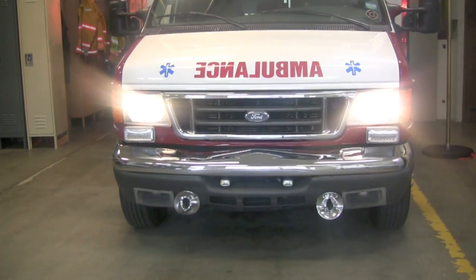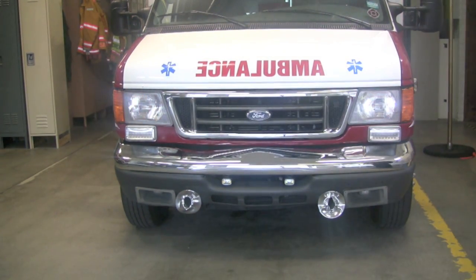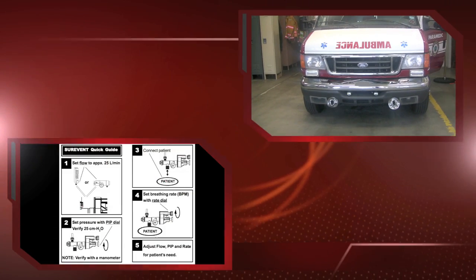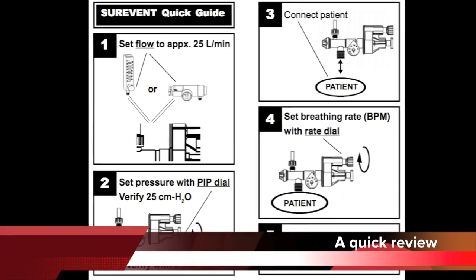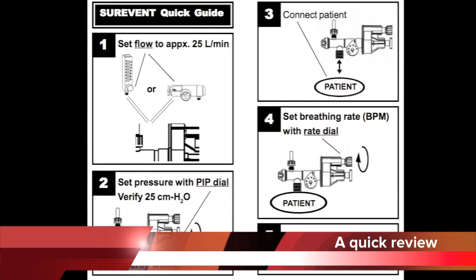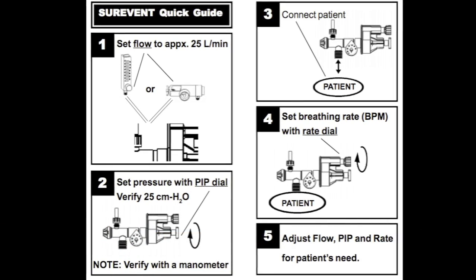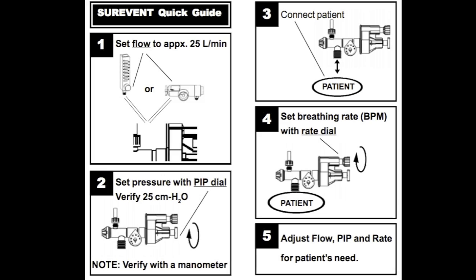Well, we're coming to the end, so let's take a moment for a quick wrap-up and review. The first thing that we're going to want to do is connect to an oxygen source, whether that's a portable regulator or the onboard oxygen supply in the ambulance. 15 to 25 liters per minute is a minimum.